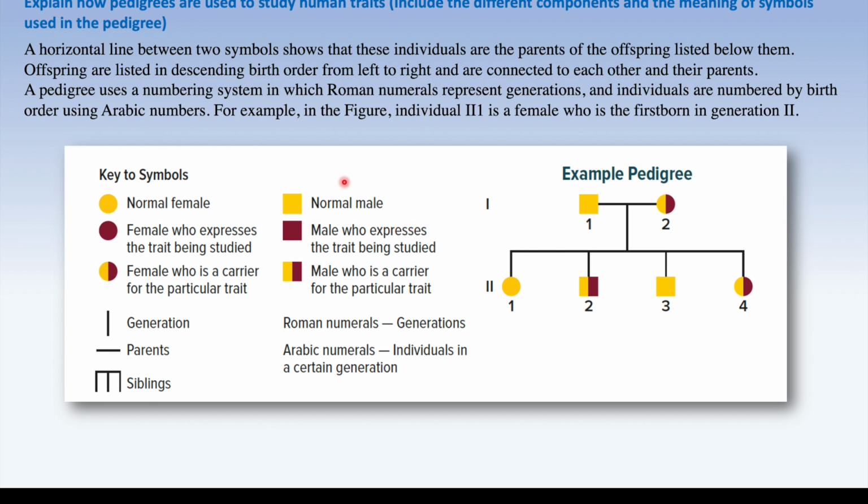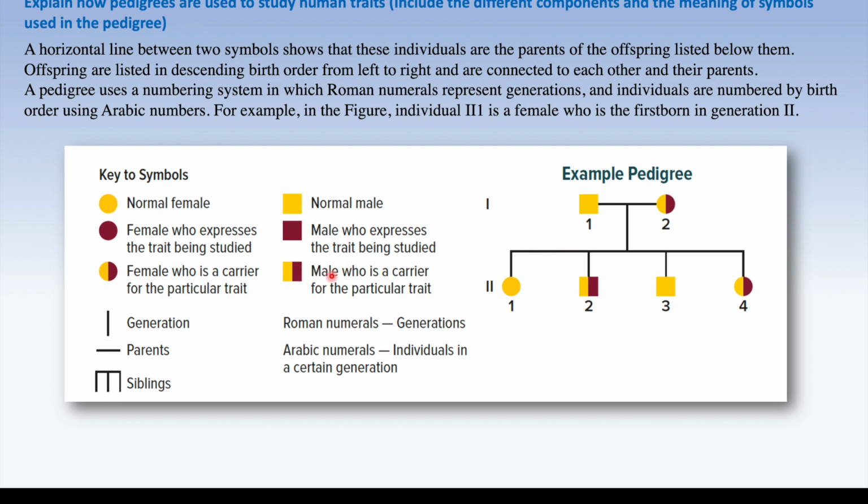As we see here, certain shapes and symbols. Let's start. The square represents male all the time. The circle represents female all the time. If we have a shaded circle, that means this female is affected with that gene. If we have a shaded square, that means this male is affected.